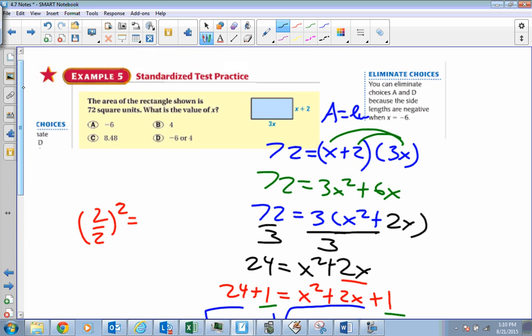You plug that back in to check it, that's B. 3 times 4 is 12. 4 plus 2 is 6. 6 times 12 is 72. So, and like I said, you can eliminate A and D because you can't have any negative answers. That doesn't make any sense. Okay?